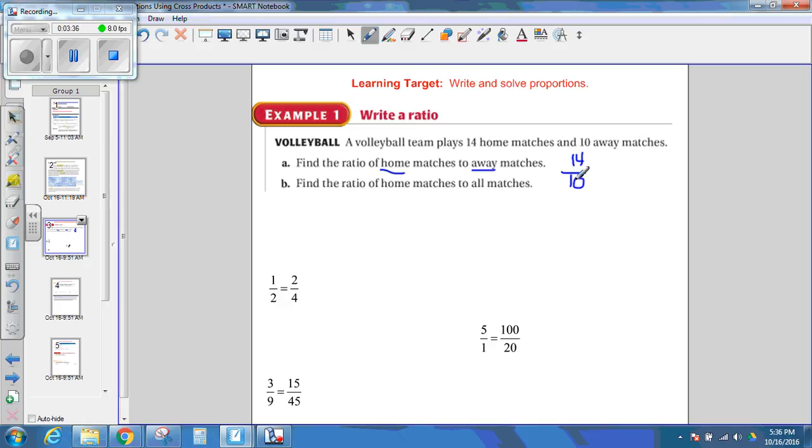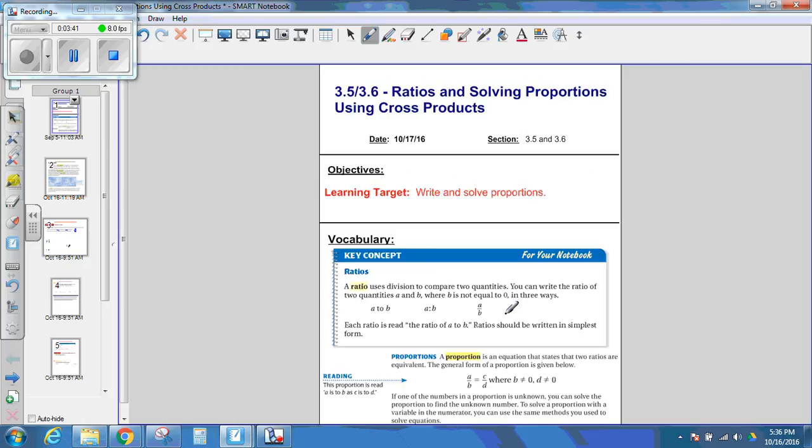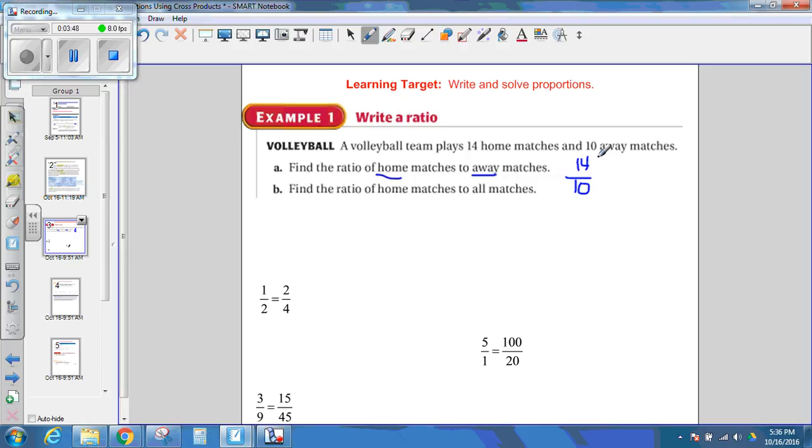And you might think that you're done. However, if we go back to our definition, it says that ratios need to be written in simplest form. So we need to go back and write this in simplest form. 14 we can divide by 2, and 10 we can divide by 2 in order to get the simplest form of this fraction, 7 to 5. So this means that for every 7 home matches, we have 5 away matches.